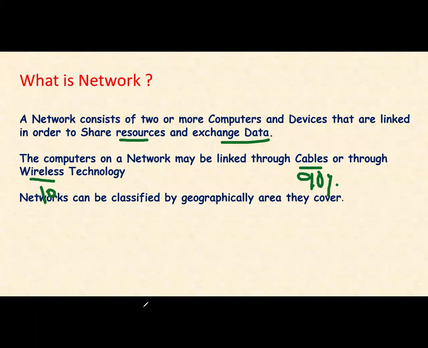Why are they using cables? Because cables are more reliable, cables are faster, and cables have more security. So these are some of the reasons why every administrator across the globe prefers a cable network over wireless technology. Wireless technology has many disadvantages. So we see computers and devices connected with each other by using cables.